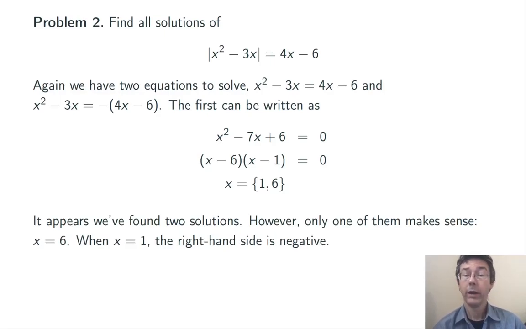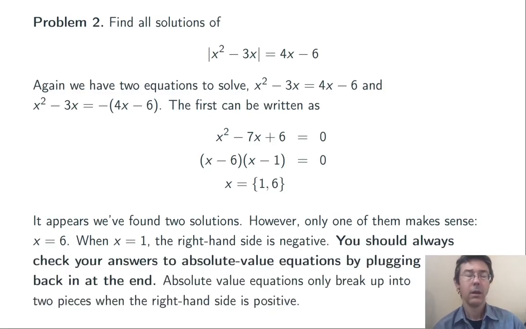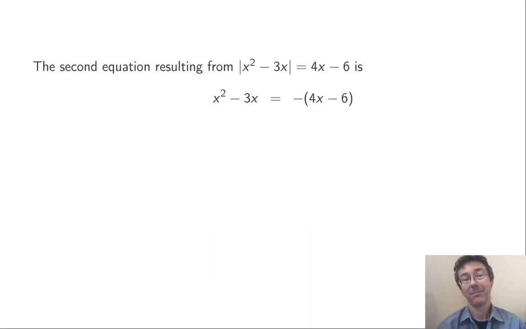Now, it looks here like we have two solutions, but really only one of them makes sense. When x is 1, the right-hand side of our original equation is going to be negative. It'll be -2. And we know we can't apply this rule about breaking up absolute values when the right-hand side is negative. The moral of the story here is that you should always check your answers on absolute value equations by plugging them back in at the end and making sure you get things that make sense. For this exact reason, one of your solutions or more could make the right-hand side negative.